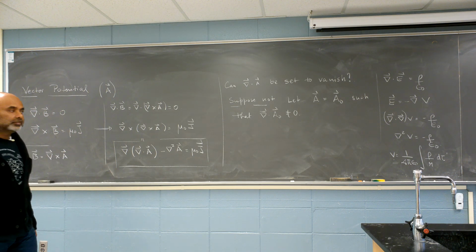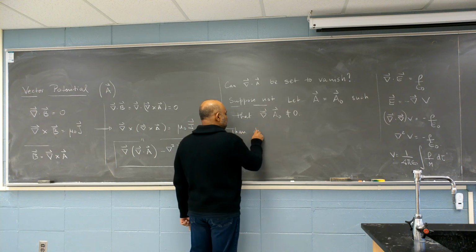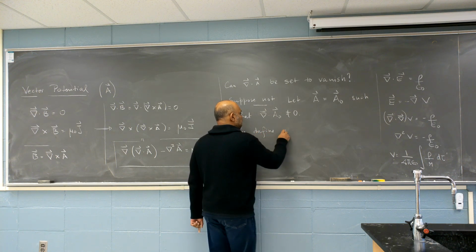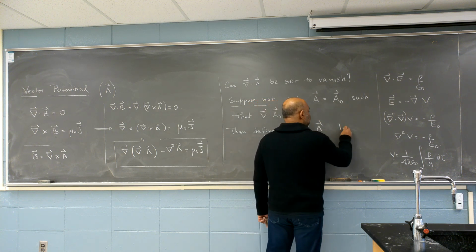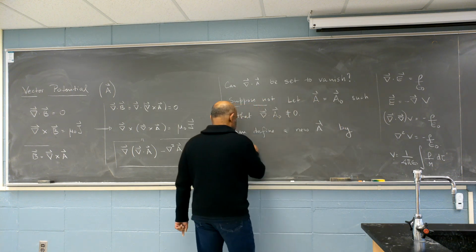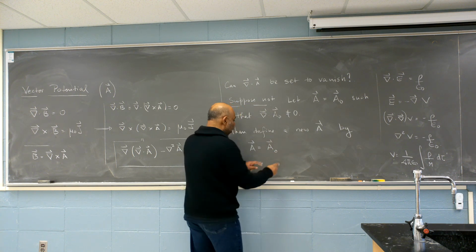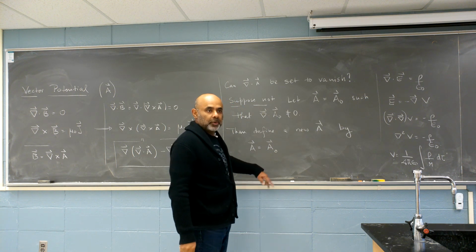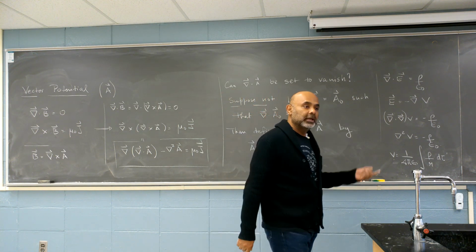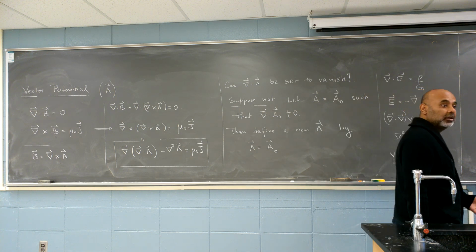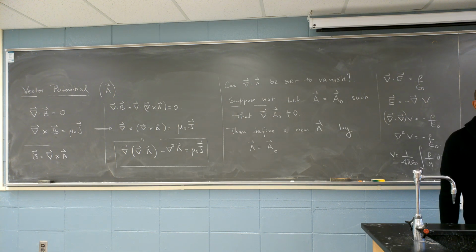Then define a new A by, so this is the old A, right? Suppose you have a solution where there's a vector potential given to you. Unfortunately, the divergence of the vector field is not 0. So from that old A, we're going to create a new A.